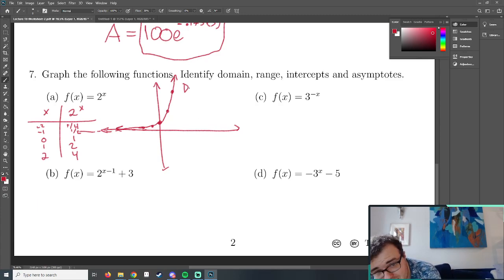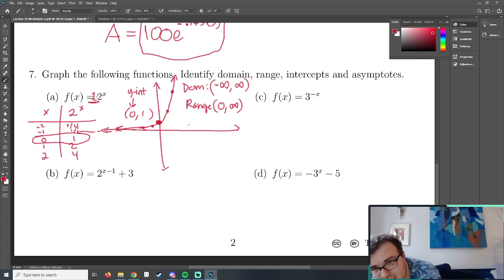Our domain is all real numbers, because every exponential has that as its domain. Our range, because notice here our a value, the number in front, is just a 1, because there's nothing written there. So that's positive, which means our range is from 0 to positive infinity, not including 0. This y-intercept is at (0, 1), because that's this point. When you plug in 0, you get 1. And there is no x-intercept, so we would just call this the y-intercept. And then asymptotes, it has a horizontal asymptote at y equals 0. It has no vertical asymptotes.